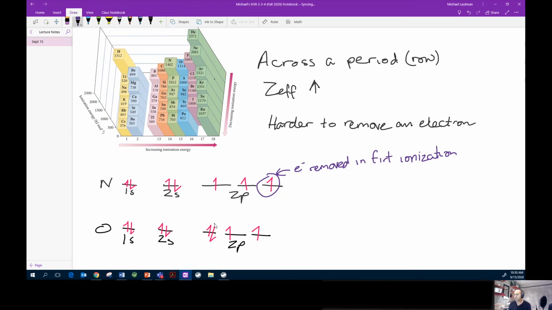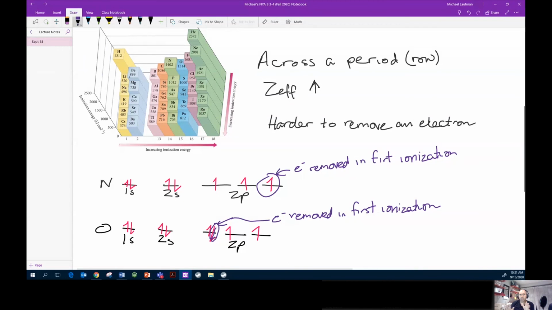But in the case of oxygen, it's this one. And the difference here is that we are seeing the removal of a paired electron versus an unpaired electron. So even though it should, in principle, be harder to remove that first electron in oxygen, what we're actually seeing is that it's a little bit easier because it's paired versus unpaired.